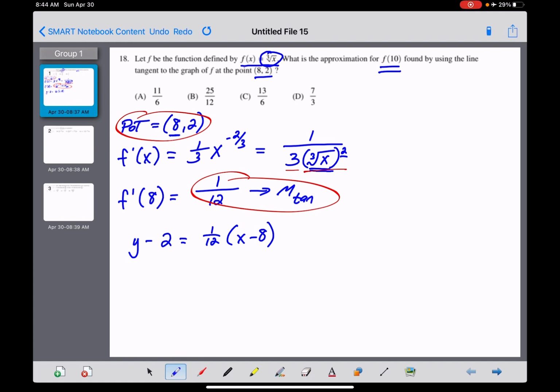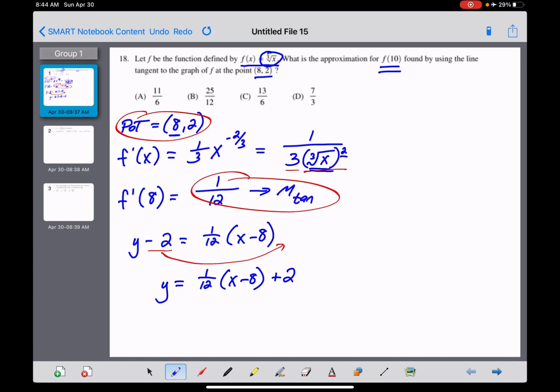So I'm going to try doing what they do a lot, which is to use point slope equation. I'm just going to bring this minus 2 over here at the end, and I'm not going to bother distributing the slope of 1/12. So that's going to give us y equals, we've got a 1/12 times the binomial x minus 8, and then a plus 2 at the end of all that. So that's the equation of our tangent line, all right?